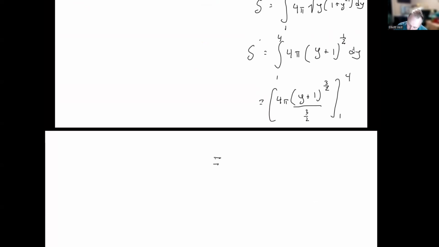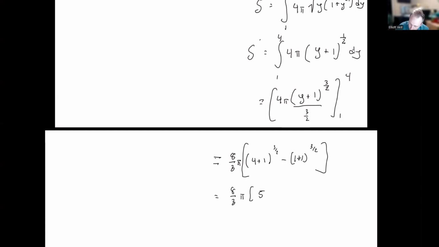So what does this end up equaling to? You flip it, so you're going to get 8 over 3 pi as your little collection of stuff right here. And then you're going to get 4 plus 1 to the 3 halves minus 1 plus 1 to the 3 halves. Or 8 over 3 pi times 5 to the 3 halves minus 2 to the 3 halves.